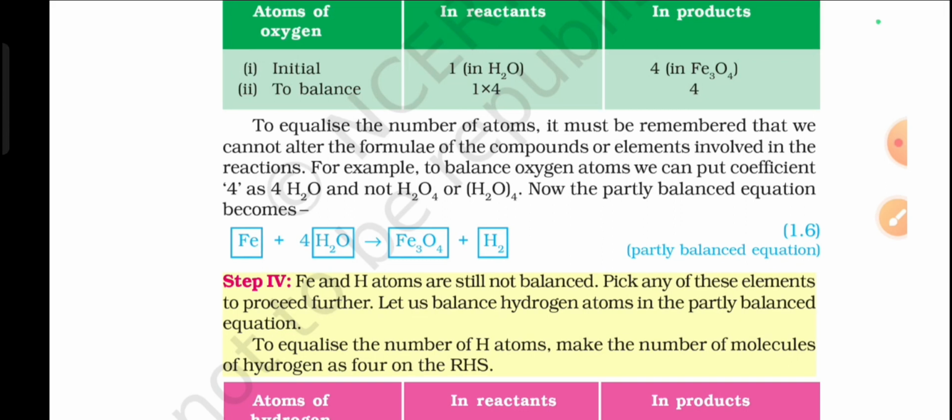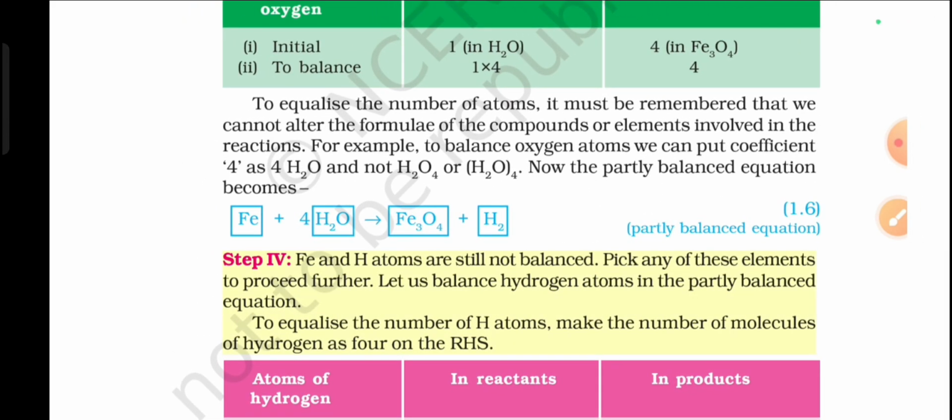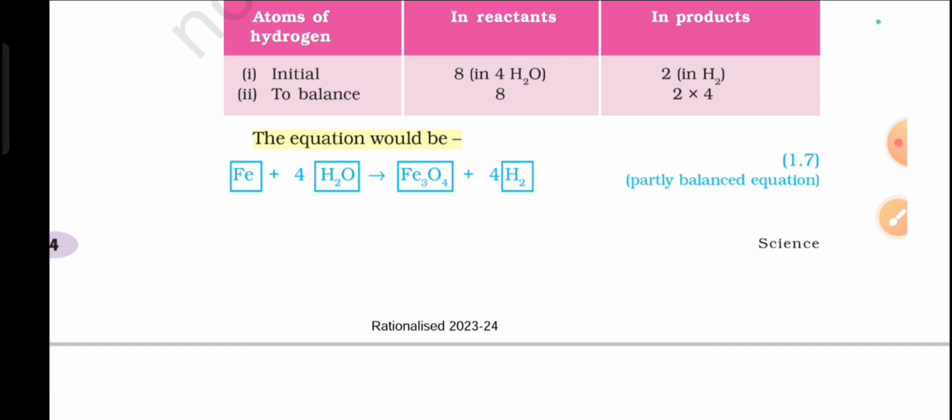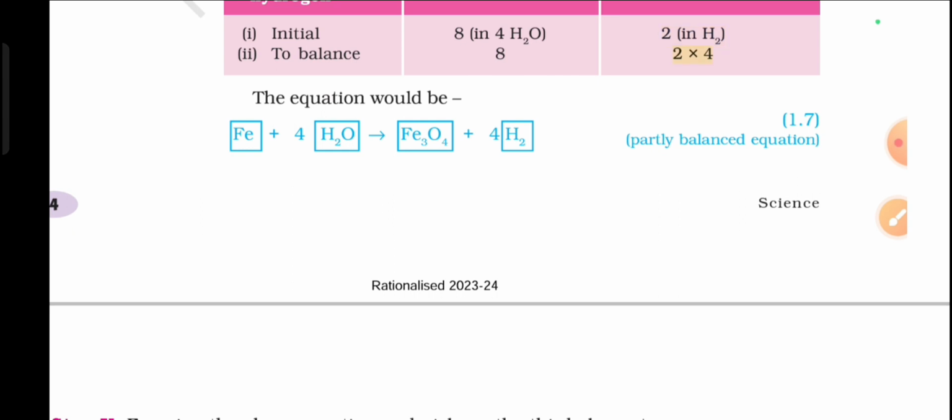Step IV. Fe and H atoms are still not balanced. Pick any of these elements to proceed further. Let us balance hydrogen atoms in the partly balanced equation. To equalize the number of H atoms, make the number of molecules of hydrogen 4 on the RHS. Atoms of hydrogen: in reactants, 8 in 4H2O; in products, 2 in H2, 2 times 4. The equation would be Fe + 4H2O → Fe3O4 + 4H2.